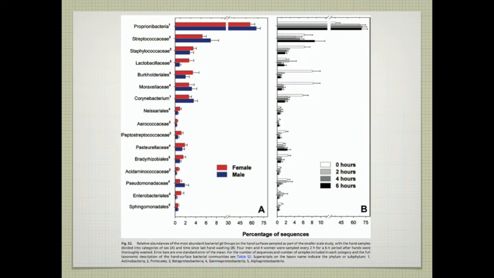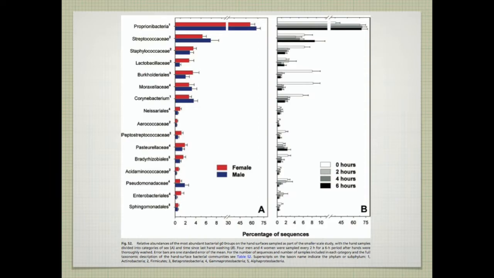After you wash your hands, you'll see that the concentration or the prevalence of Propionibacteria goes down. So Propionibacteria is the major thing you wash off when you wash your hands. But it's a normal organism. It's the predominant creature there.